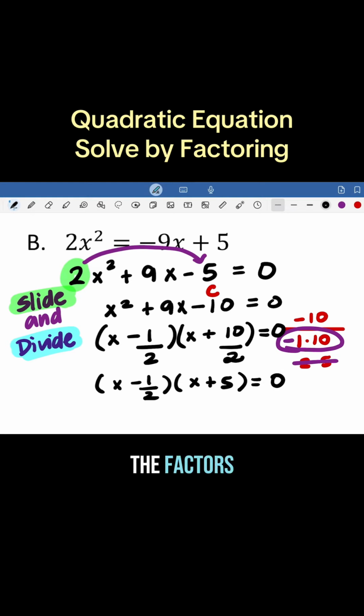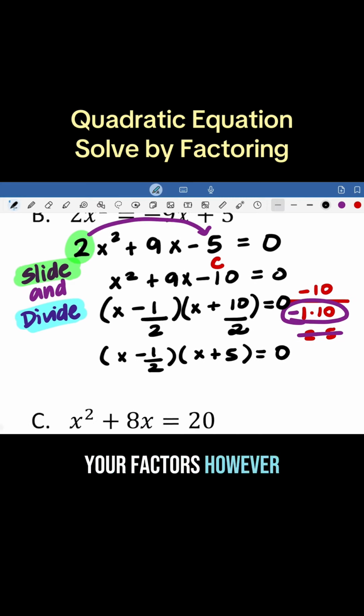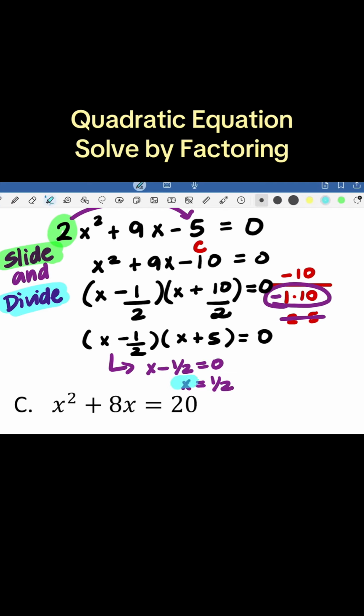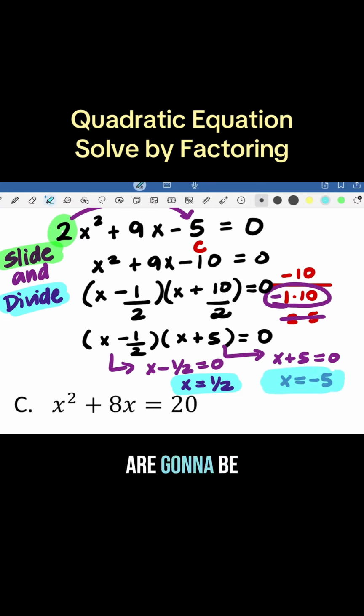Now, these are the factors, and normally you would not see a fraction within your factors. However, these are not the solutions. So I can just leave this how it is and set each one equal to 0. So x minus 1/2 equal to 0. That's going to be 1/2 once you solve. And then I can take x plus 5 and set that equal to 0. That's going to give me a negative 5 once I solve. And then these are going to be your solutions.